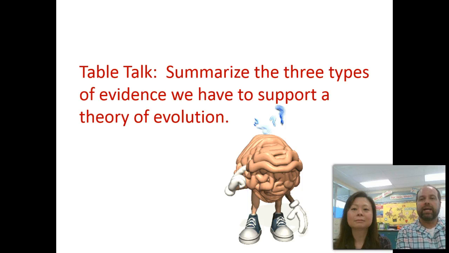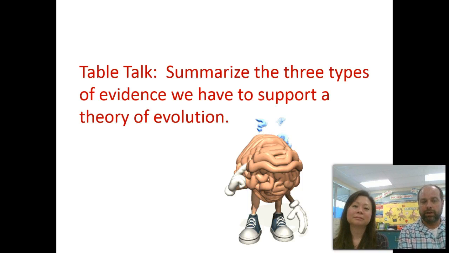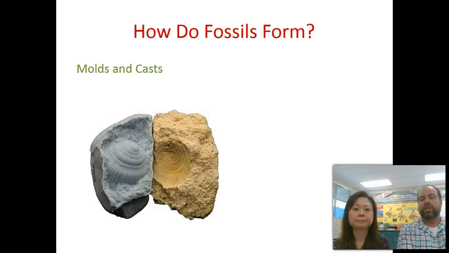All right. Make sure you guys summarize the 3 types of evidence of evolution. Be prepared to talk about it, and this is something you guys need to have in your notes for discussion. There is actually one more evidence that we're going to be talking about next, which is fossils.